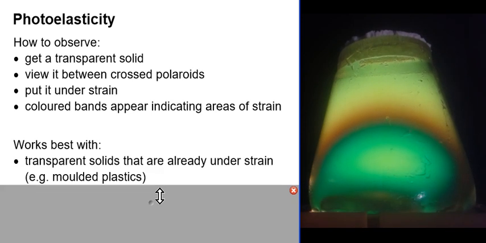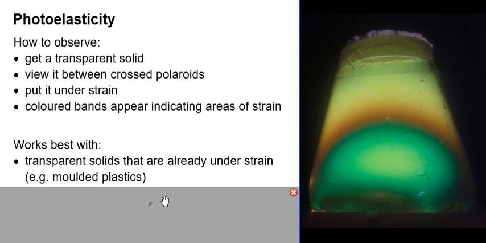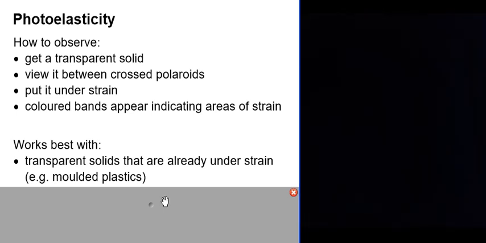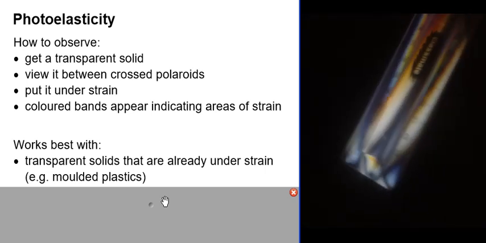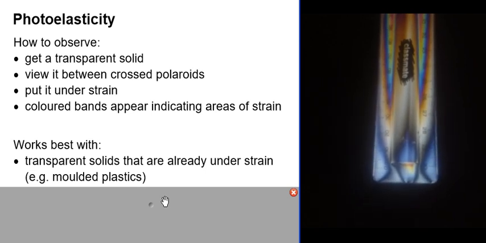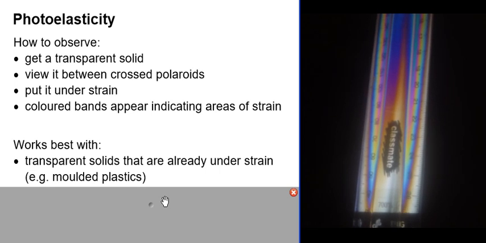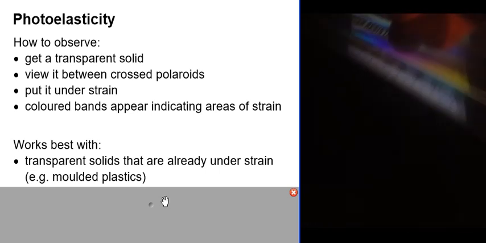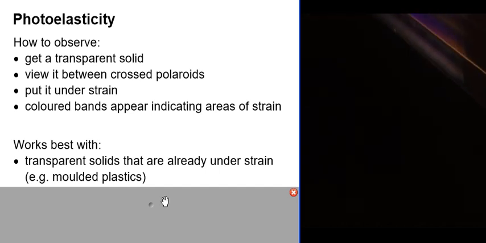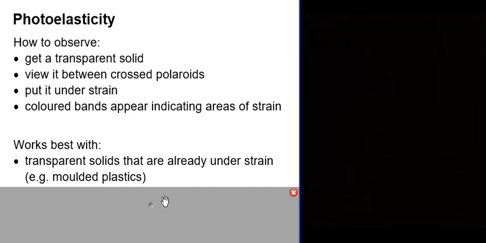How can you observe it? What does it work best with? It can work with transparent objects that are already under strain, like moulded plastics. So if I just take the jelly away, try not to drop it, it's stuck to my finger. If I show you a plastic ruler, when I put the plastic ruler between the LCD screen and the webcam, you can see all these coloured bands, which look super cool. That's because the plastic in the ruler is already under strain. Now you might wonder why it's under strain. I'll talk about that in a moment. Okay, but it is. So moulded plastics work well.